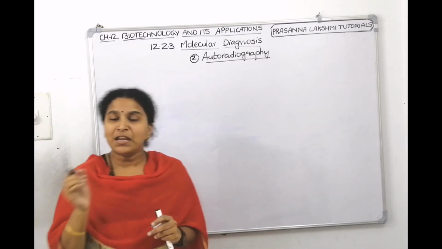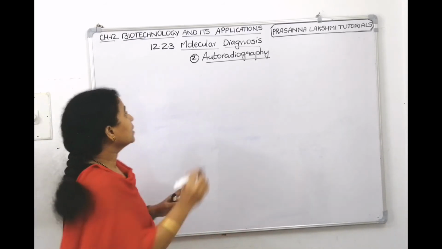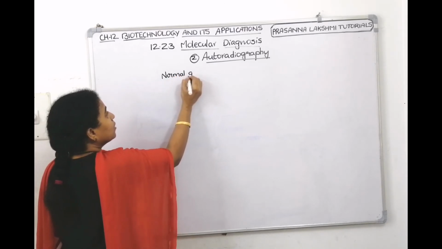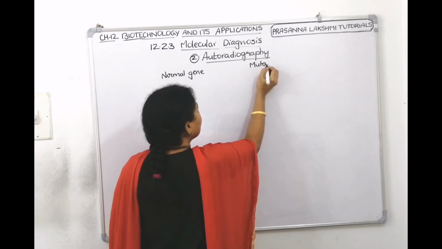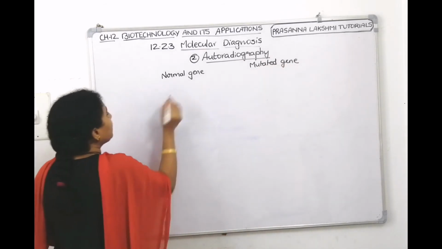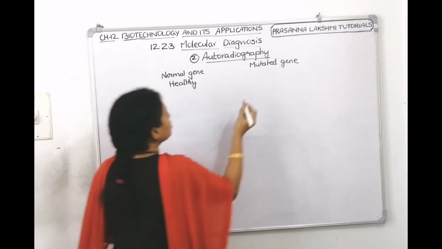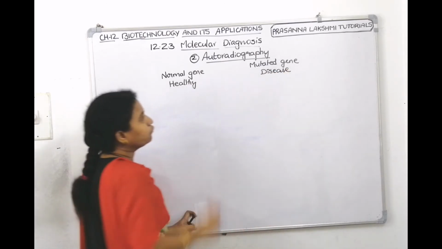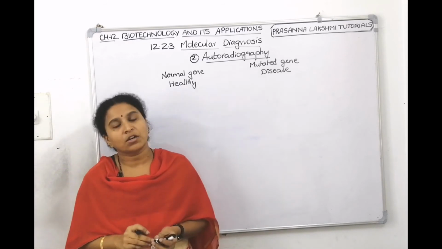So what will we do in this autoradiography? By using this technique, we can find out whether it is a normal gene or a mutated gene. If it is a normal gene, then the person is healthy. If it is a mutated gene, then the person has the disease, right? So we want to find out whether they have a normal gene or a mutated gene. For that, what do we need to do?